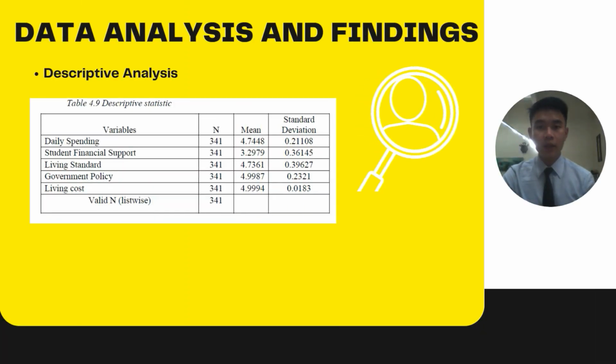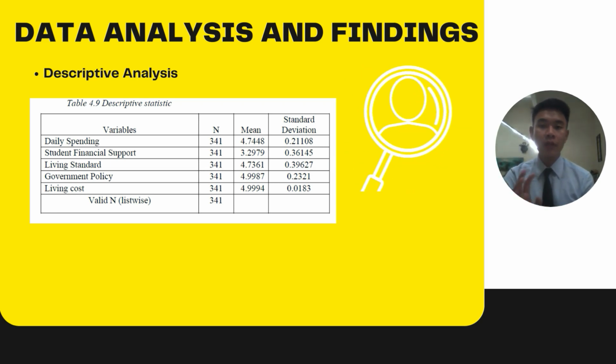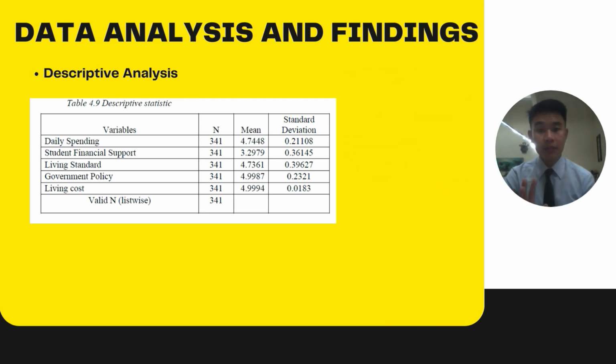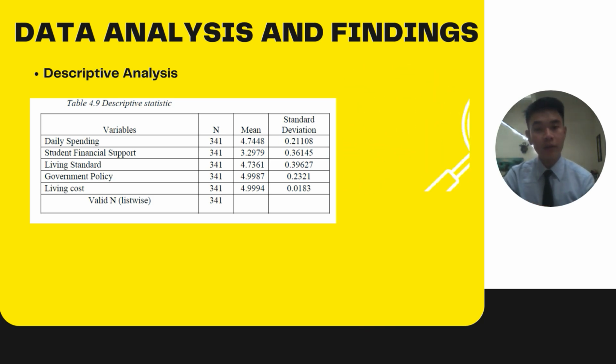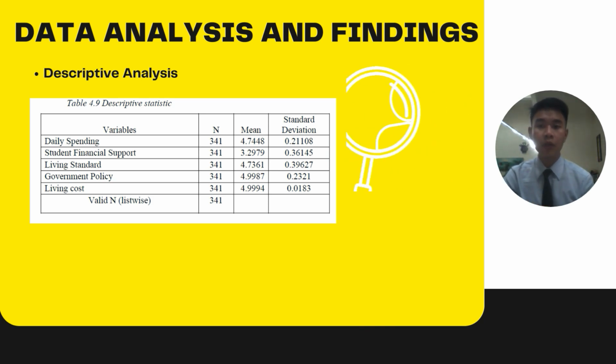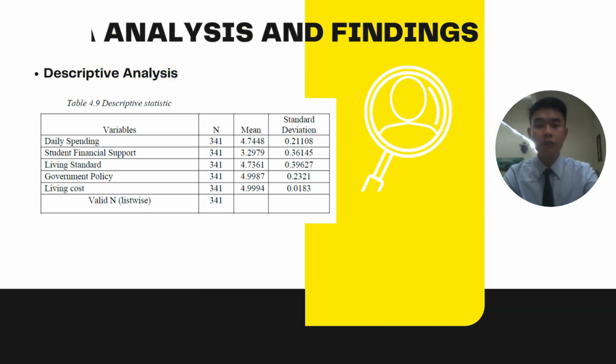For descriptive analysis, in this session, descriptive analysis often uses the mean and standard deviation. A low standard deviation implies that data are grouped around the mean, whereas a large standard deviation shows the data are more dispersed. The highest mean is living cost with 4.9994, while the lowest mean is student financial support with 3.2979. All the means are close to 5, and all the standard deviations are close to 0 and not more than 1. It tells us that most of the respondents agree on the variables.